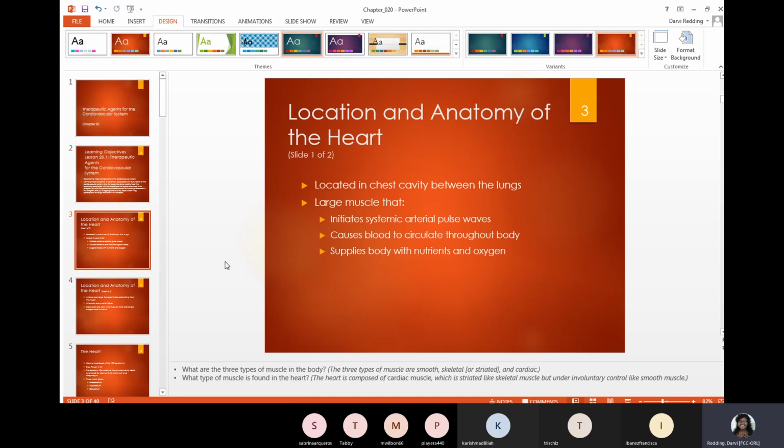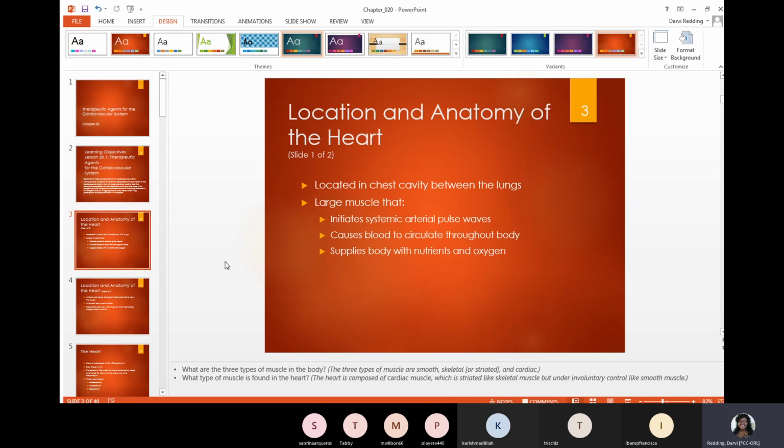The vascular system is... heart is located in the... large muscle that indicates a systemic arterial pulse waves. It also causes blood to circulate throughout the entire body, which is why it's called the cardiovascular system, because it's not just operating in the heart, but there is a blood flow happening throughout the entire body. The heart also supplies the body with nutrients as well as oxygen.